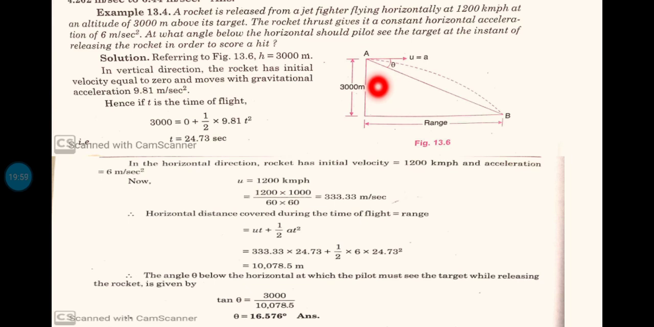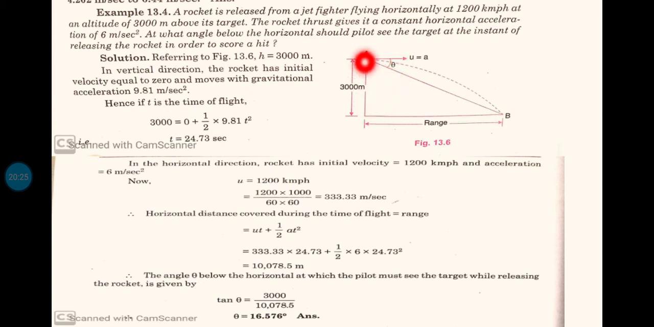At what angle below the horizontal should the pilot see the target at the instant of releasing the rocket in order to score a hit? So the pilot wants to hit the rocket at point B. So at what angle from the horizontal? He wants to project the rocket at a particular angle theta. Then only it will strike the point B. The rocket will be traveling along this dotted line, this curved path, but it will finally strike at point B. So what should be this angle? That is our question.